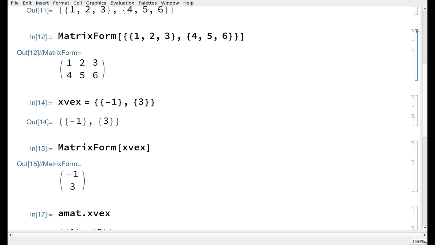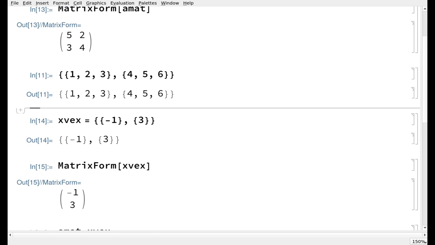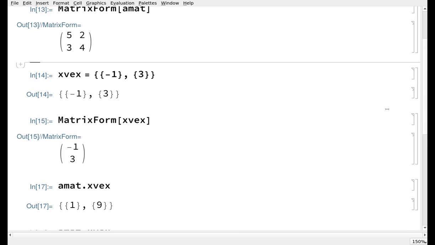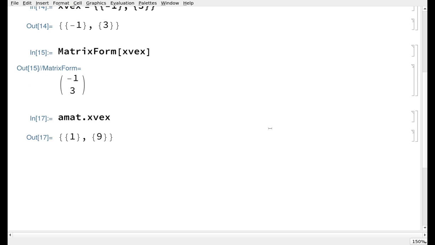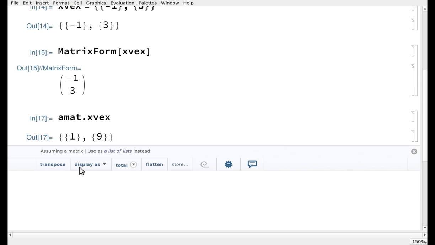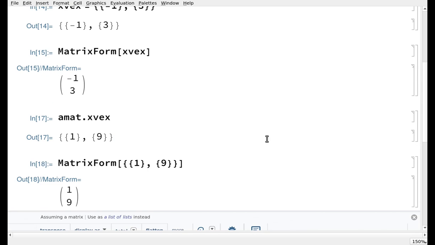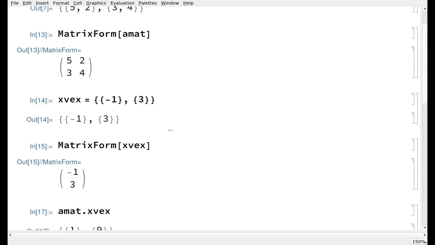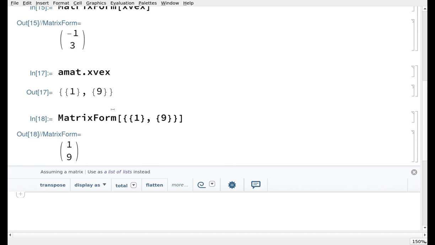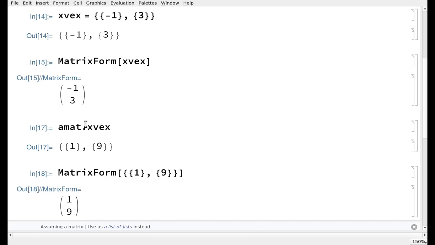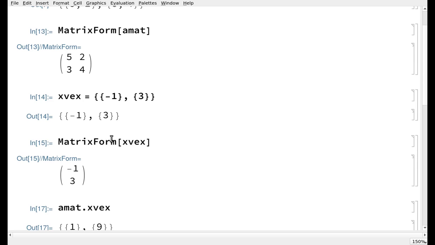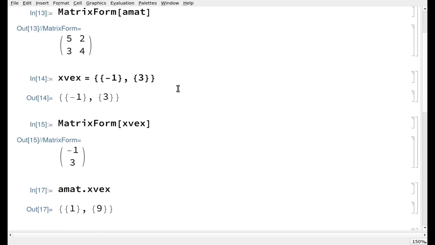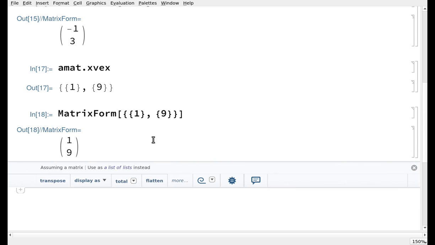Let me just get rid of some of this stuff. Yeah, that's right. So it multiplied them correctly, got the answer, and you can display the answer as a matrix if you want. So that's the correct answer. Okay, so that's another tip. To do matrix multiplication, you use a dot, just a period, as the operation. Mathematica does not interpret ordinary multiplication as matrix multiplication.